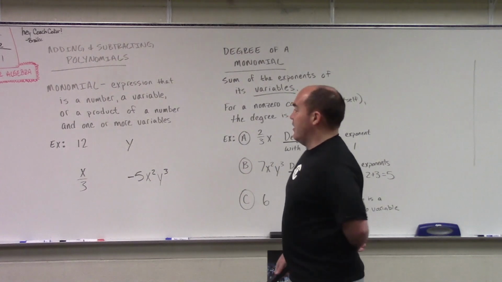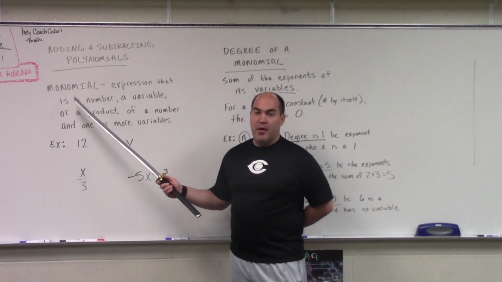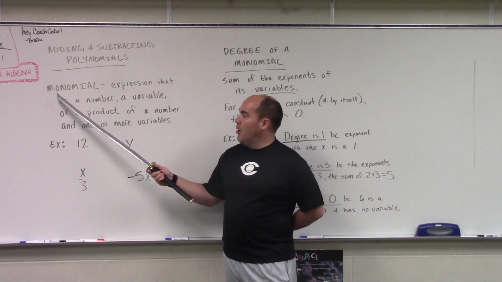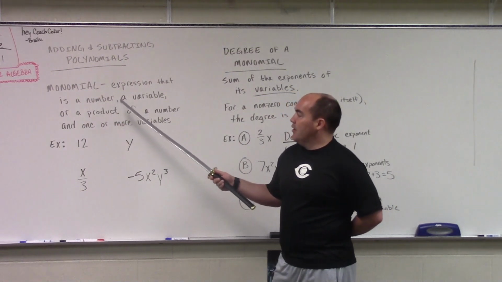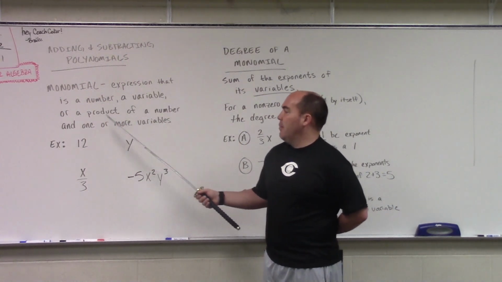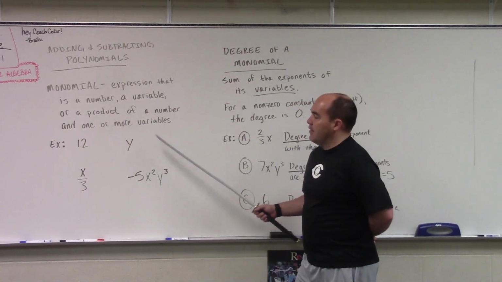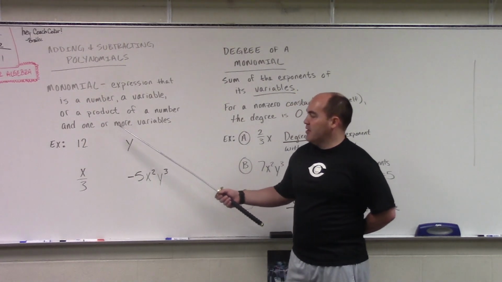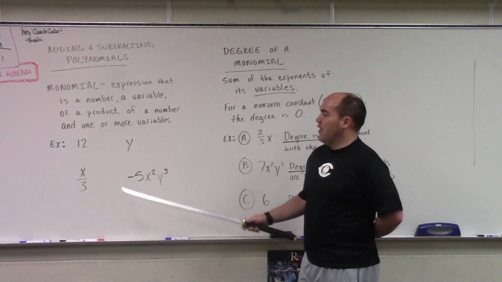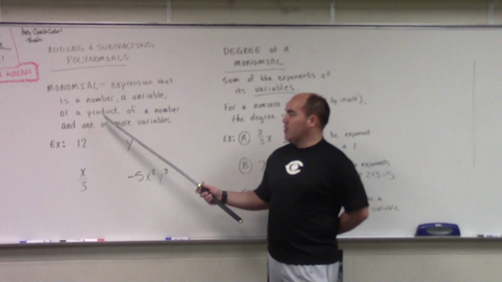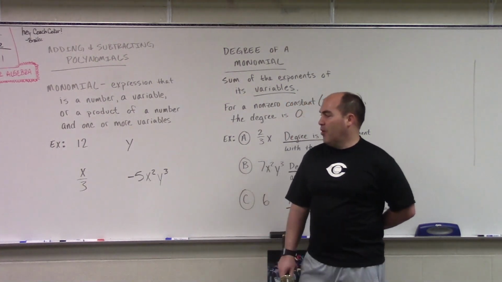We're going to talk about adding and subtracting polynomials. So, first things first, we got to define what a monomial is. That's M-O-N-O-M-I-A-L. A monomial is an expression that is a number, a variable, or a product of a number and one or more variables. Now, what does that word product mean? Product means multiply. So if we've got a number and a variable being multiplied together, then that is a monomial.